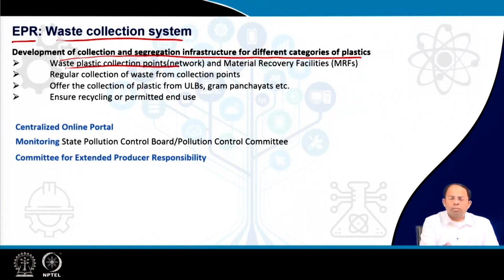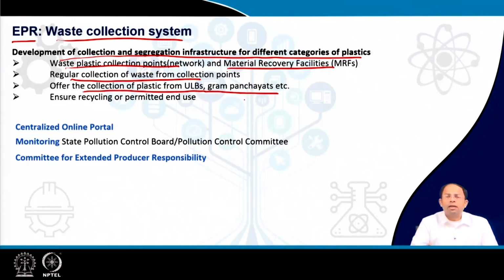Producers or brand owners can actually set up these plastic waste collection points, and they can create a network of that, along with material recovery facilities where this kind of processing can be done. They can also participate in the collection process from these collection points, and offer the collection of plastic from ULBs, Gram Panchayats. So they may ask the ULBs and Panchayats that they are interested to do this kind of processing. They can take over the collection and segregation sorting process for plastic, and ensure recycling or permitted end use of plastic.